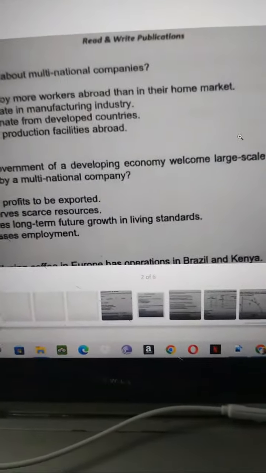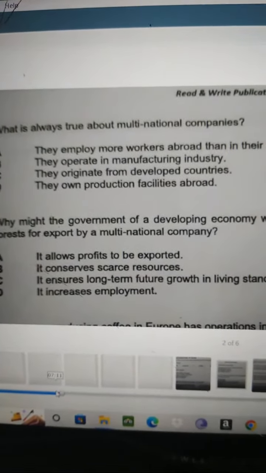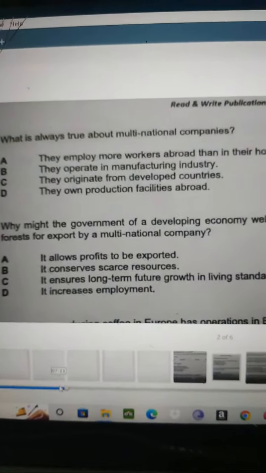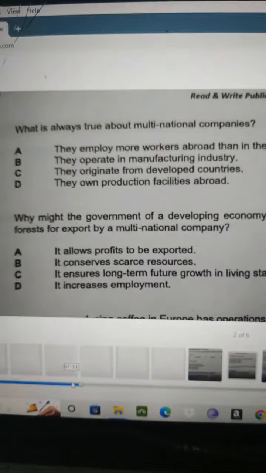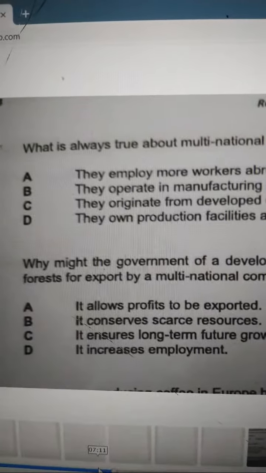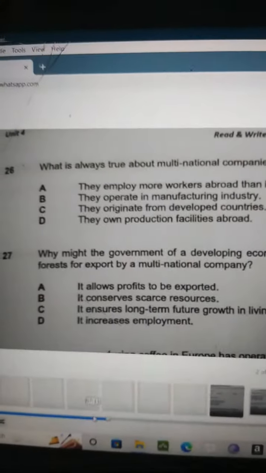So if I see the options, they employ more workers abroad than in their home market. They operate in the manufacturing industry, not always true. They originate from developed countries, not always true. Countries like Bangladesh, you can be a multinational company. There will be multinational companies in less developed countries as well. So the correct option is they own production facilities abroad. They have production in more than one country. So D is the correct answer for this.